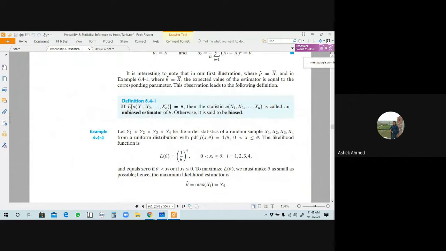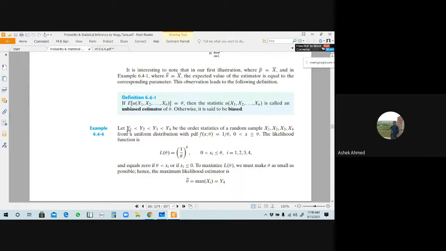We'll see a definition here. If the value of the expectation of the statistic U of X1 up to Xn, this is called here an estimator, is theta, that is the parameter, then we can say that this statistic is called an unbiased estimator of theta. If it is theta, then this statistic is called an unbiased estimator, otherwise it is called a biased estimator.